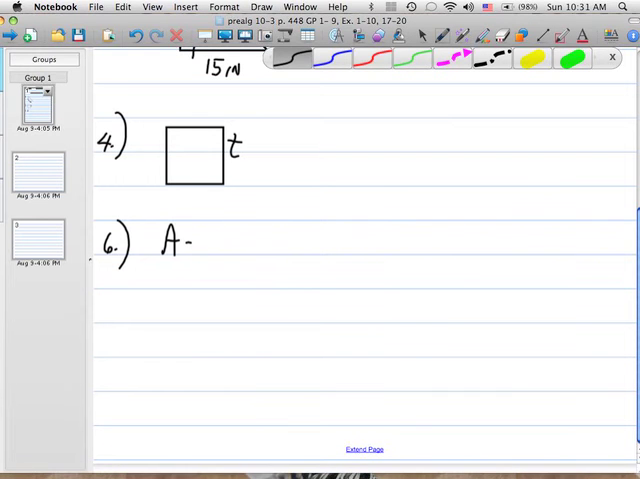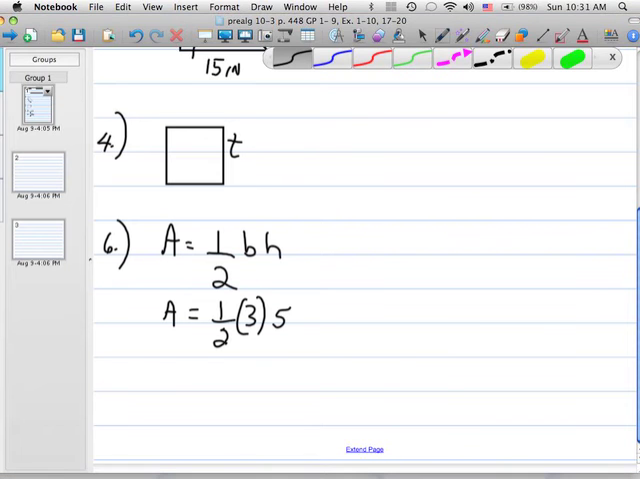For every problem that you have to find the area, write the formula down. So the area of a triangle is 1/2 the base times the height. Then you're going to substitute in the information. You're looking for area. It's 1/2 the base, and we can see the base is going to be 3. And the height is 5. Those are the two sides that make the right angle.